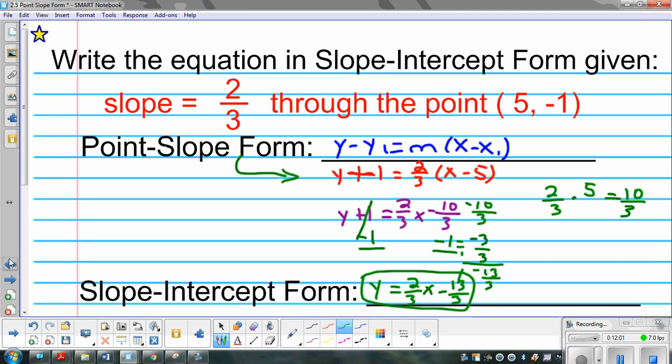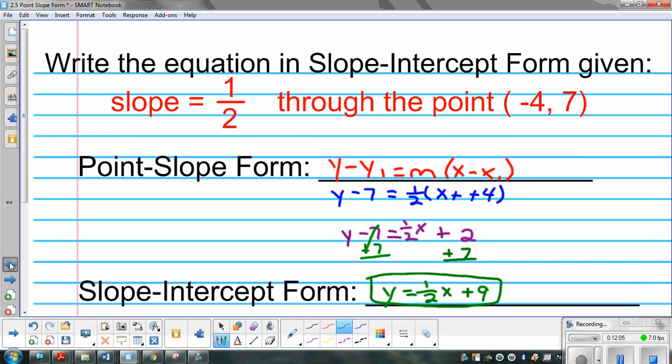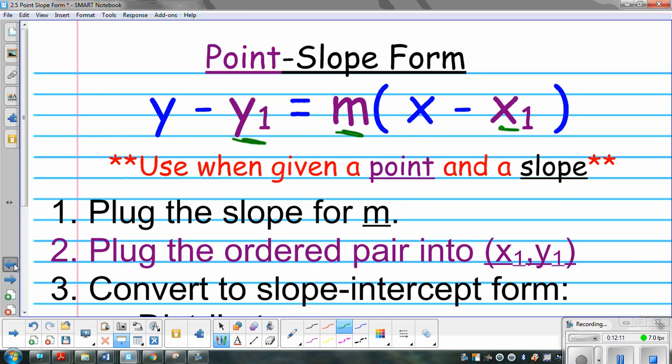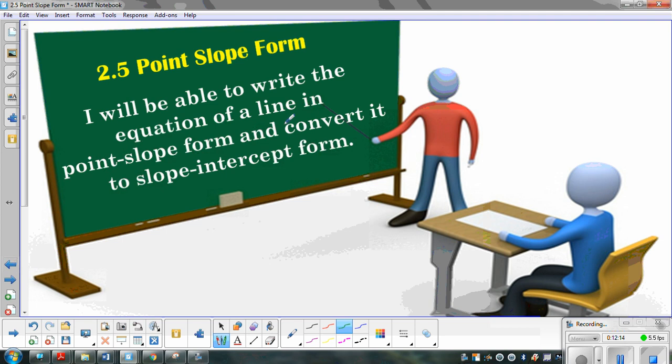If you feel comfortable with this concept, you are done with your notes for today. If not, take a moment, go back through, look how we went from point slope and then converted it to slope intercept. Can you say that you're able to write the equation of a line in point slope form and convert it to slope intercept? If you feel confident that you are good, then you are done with today's lesson. If not, feel free to go back and rewatch the video.